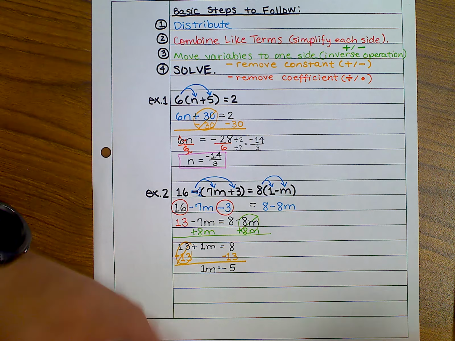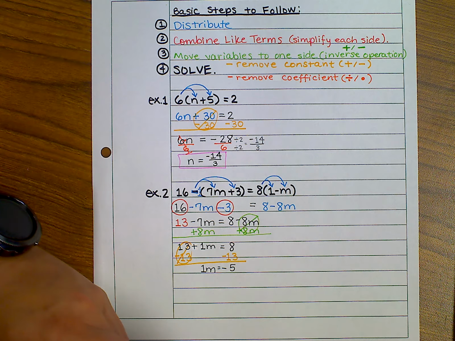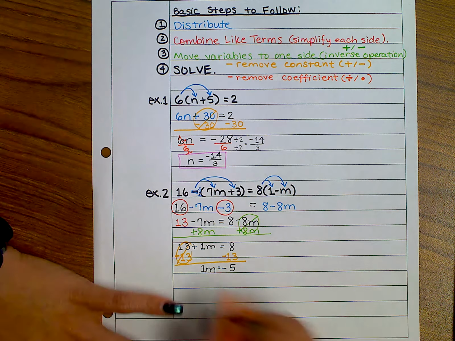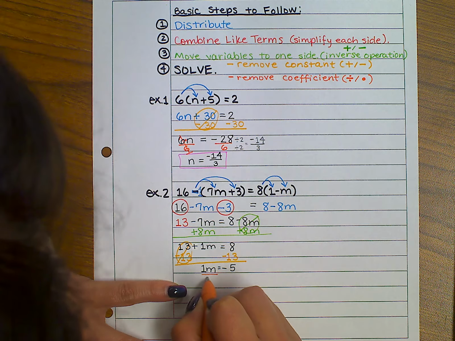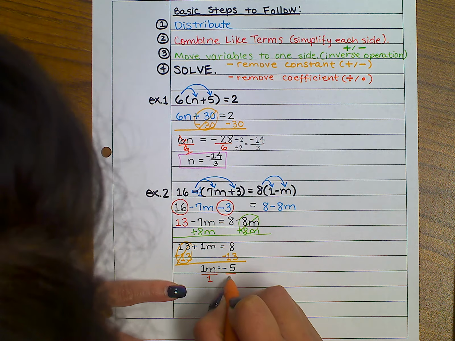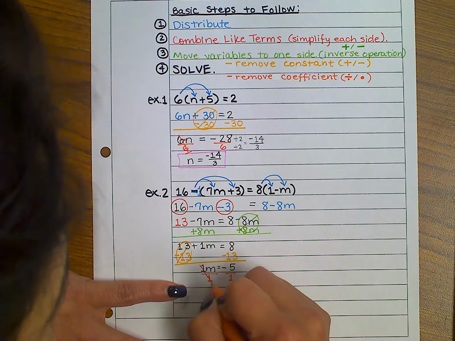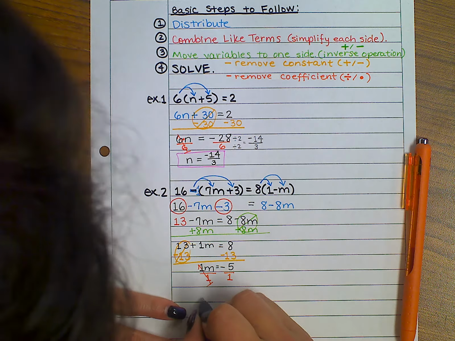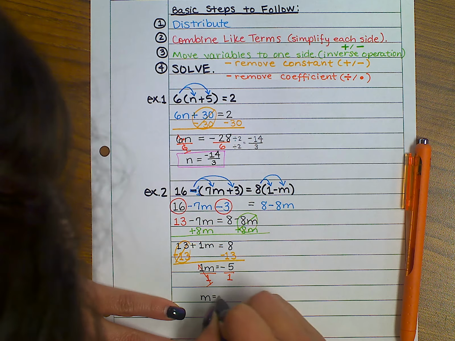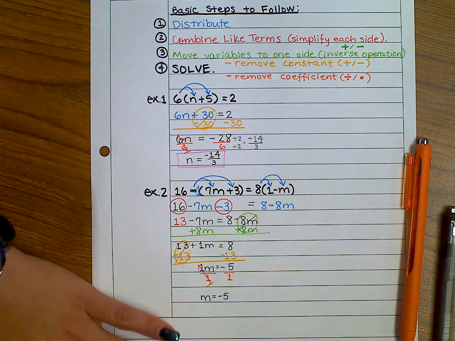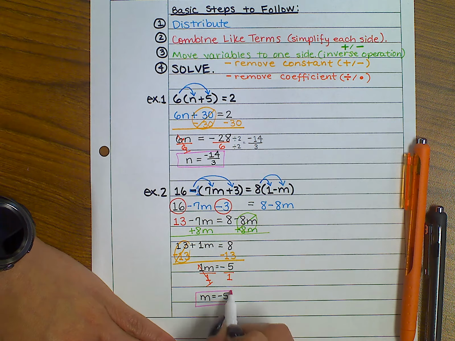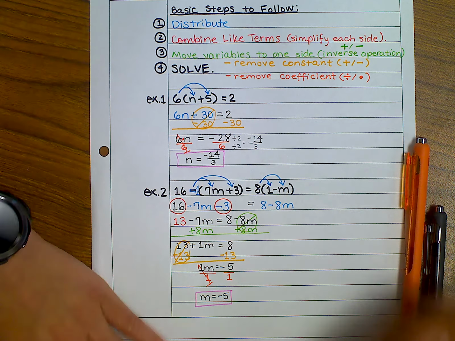Now, at this point, we would want to remove our coefficient. Well, my coefficient is 1. So if I divide by 1, did it really make any change? No, I still end up with the exact same thing. M is equal to negative 5. And that would be my final answer. So let's move on to our next example.